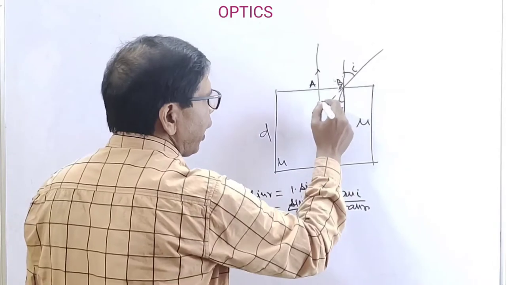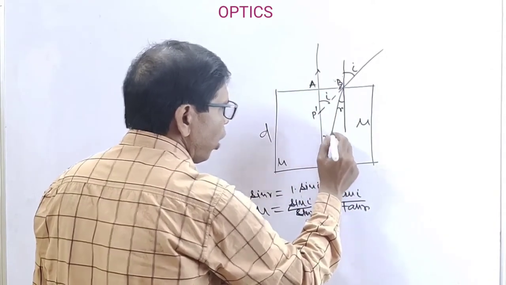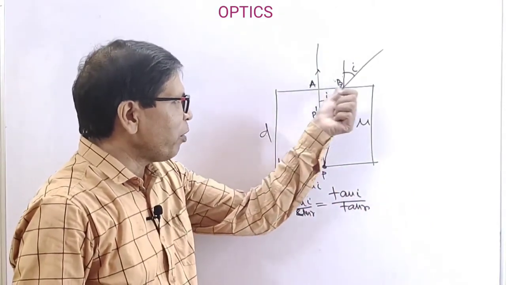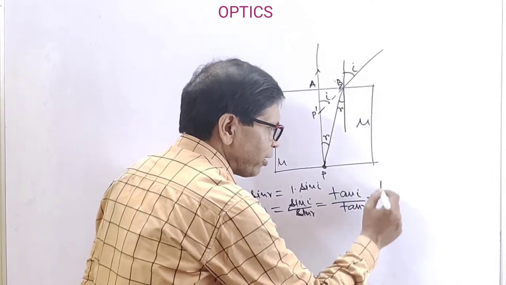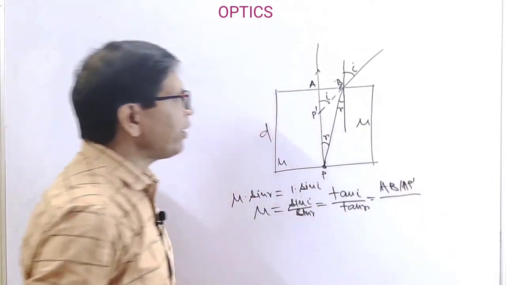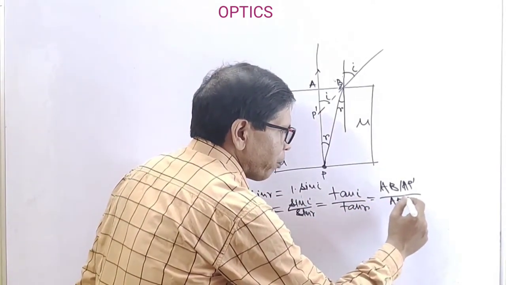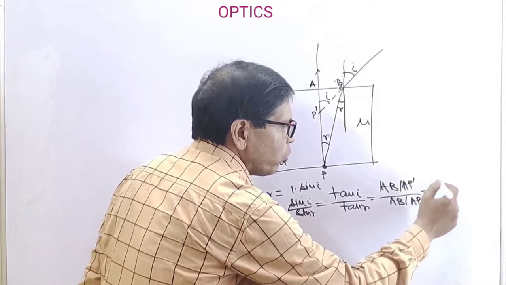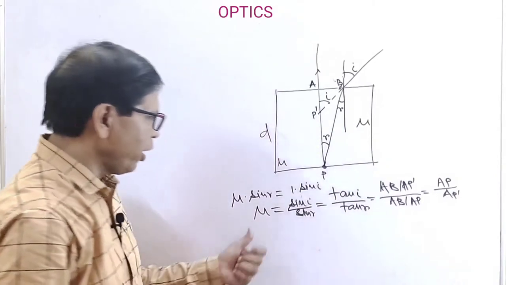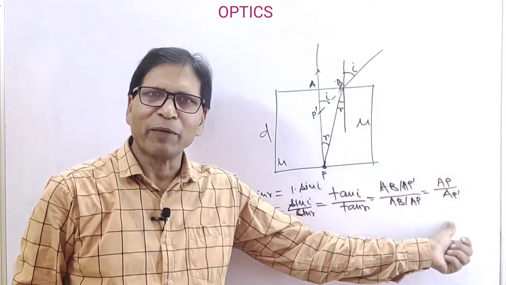Look at this, this is angle I, so this is also I. This is R, this is also R. Tan I is AB by AP dash, and tan R is AB by AP. So this is AP by AP dash. So mu equals real depth by apparent depth.